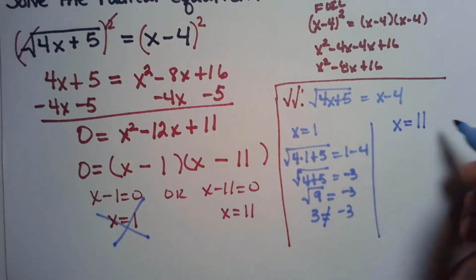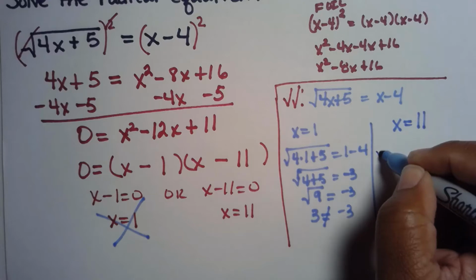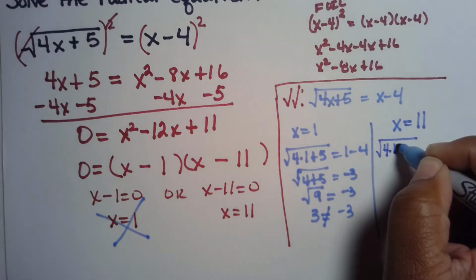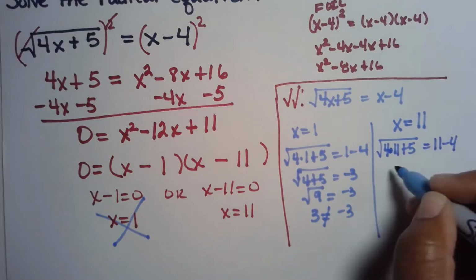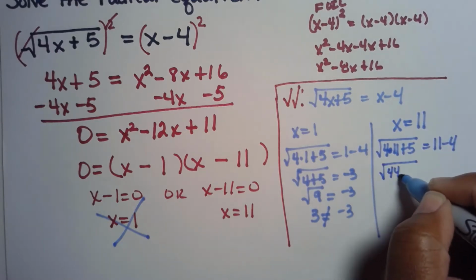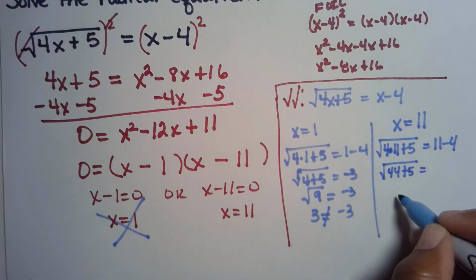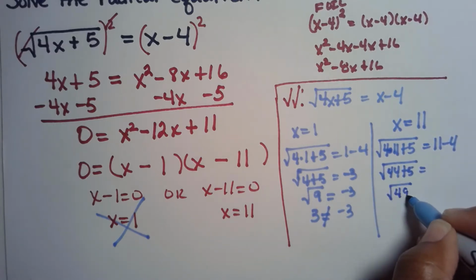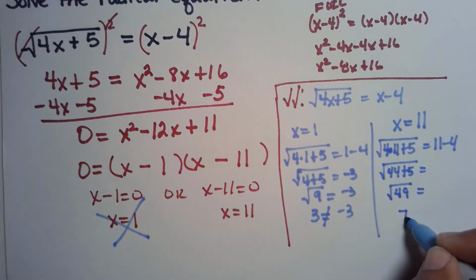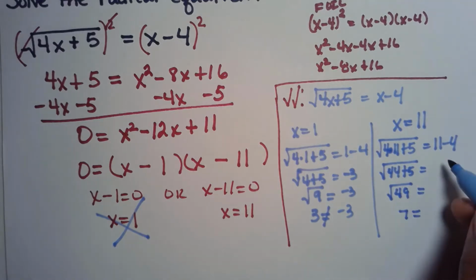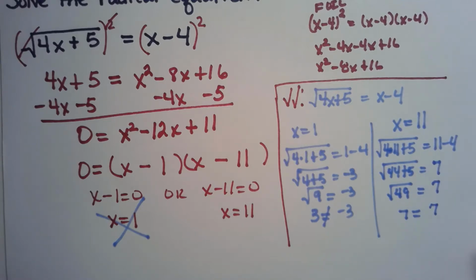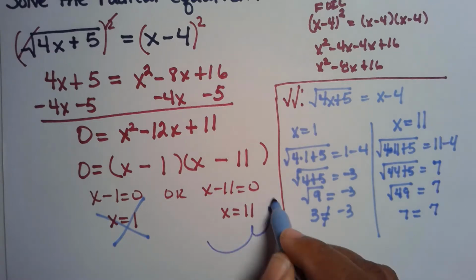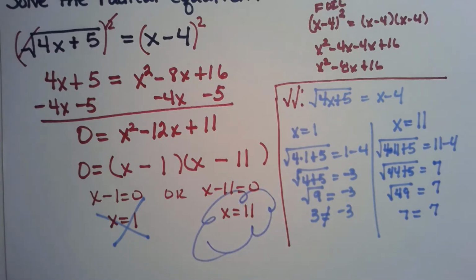Now 11. Substitute 11 in for x. We have the square root of 4 times 11 plus 5 equals 11 minus 4. We have the square root of 44 plus 5, which gives us the square root of 49. And the square root of 49 is 7. And then on the right-hand side, 11 minus 4 gives us what? That's 7. So that does check out. So our answer to this question is 11.